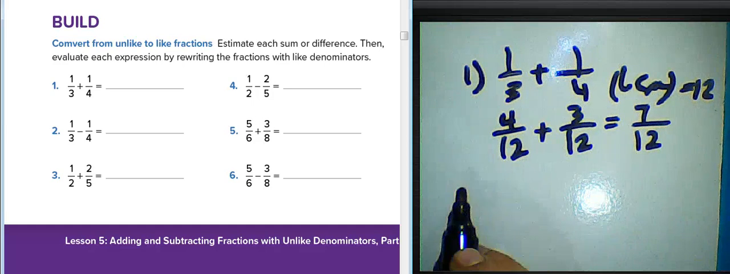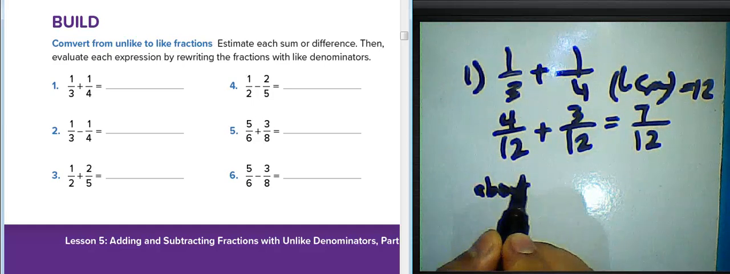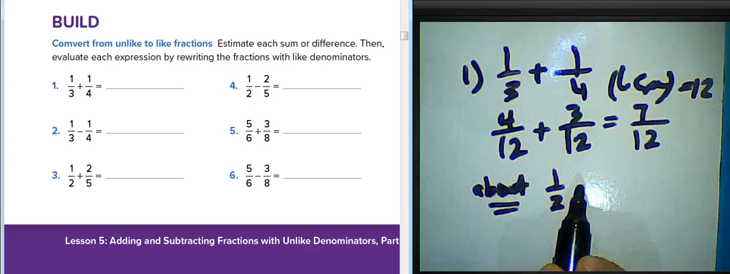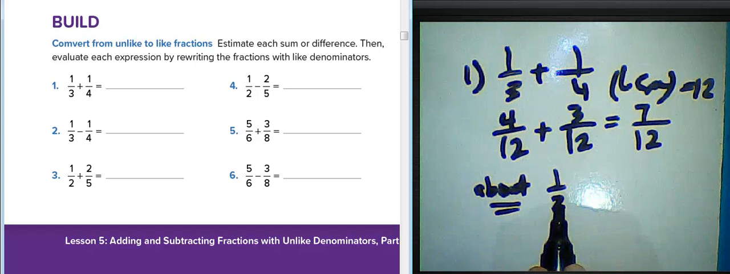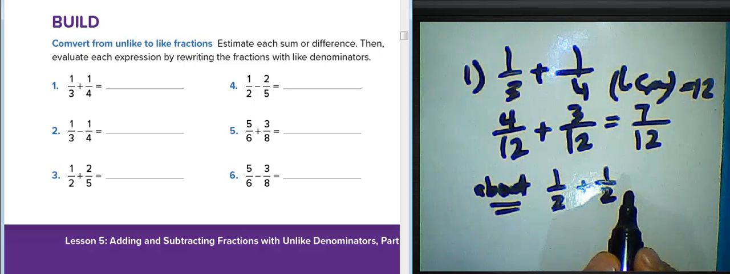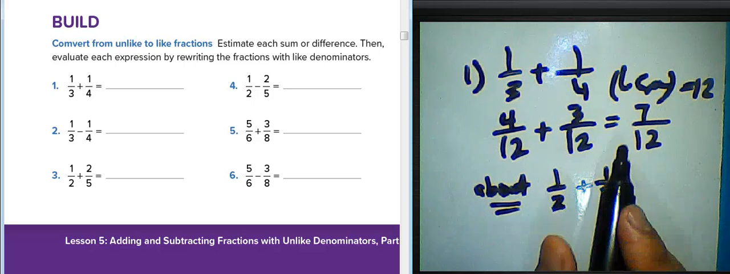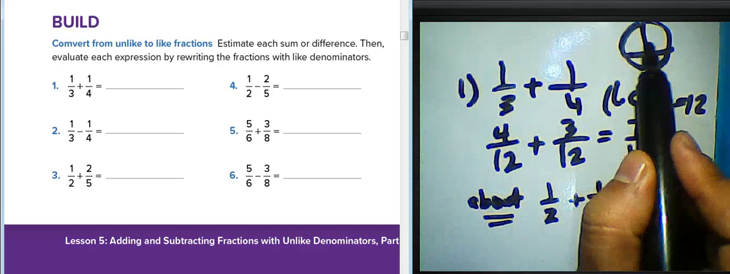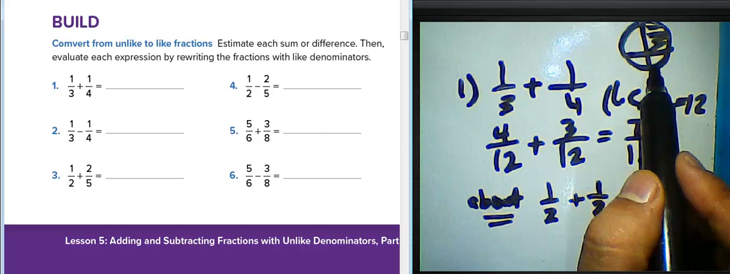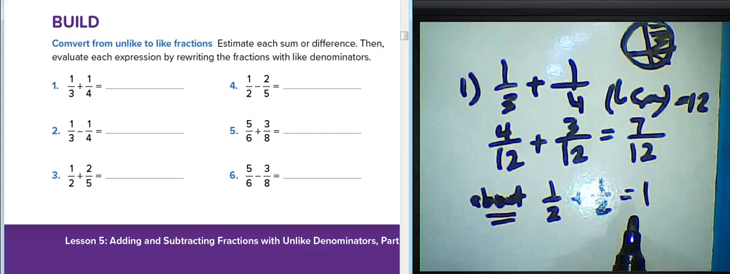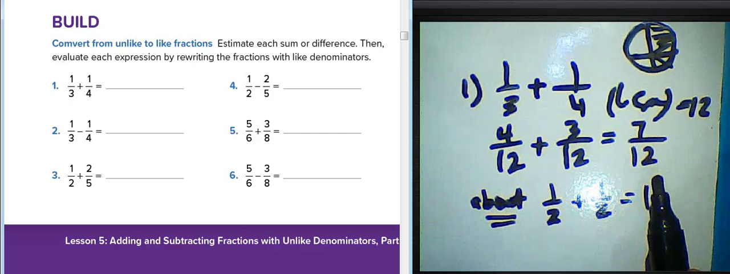And for the estimate, 1 over 3 is nearest to what? Nearest to half. And 1 over 4 is nearest to what? Nearest to half again. A fourth is 0.25. We can approximate a fourth to half, because if we had a pizza here, a fourth part is nearest to half, and a third is also nearest to half. Half plus half equals 1, and 7 over 12 is nearest to half.